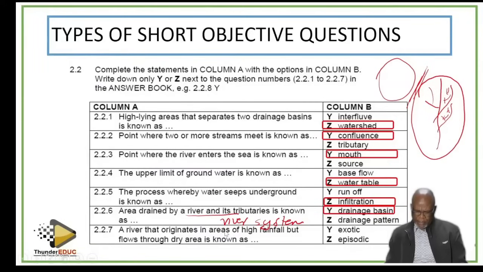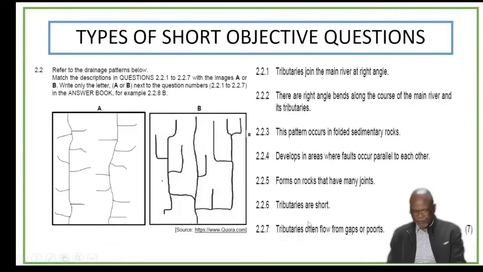A river that originates in areas of high rainfall but flows through dry areas is known as an exotic river. So what is an exotic river? It is a river that has its source in the upper course, where there's high rainfall. But as that river flows lower, it flows past a dry area or a semi-arid area. So when that river passes through that point, it is known as an exotic river.